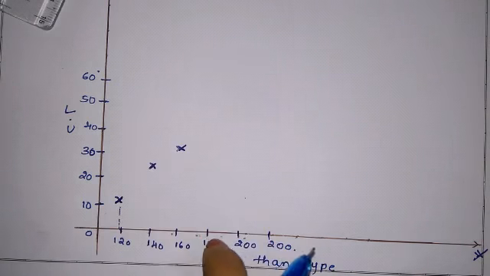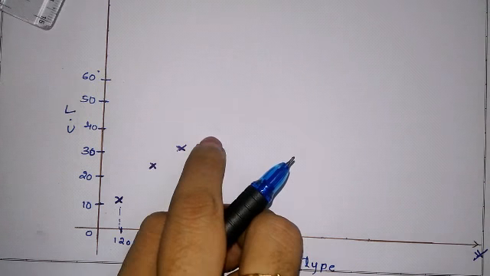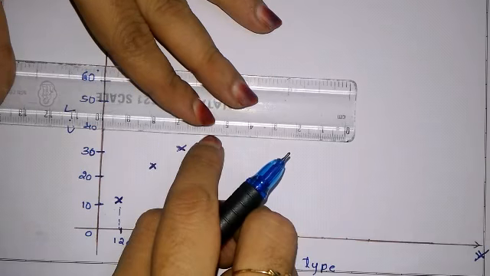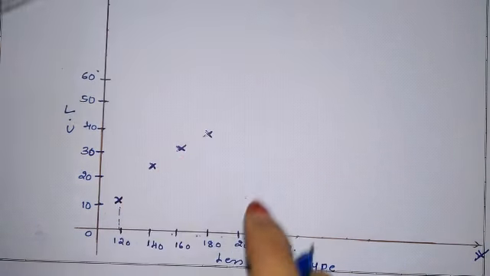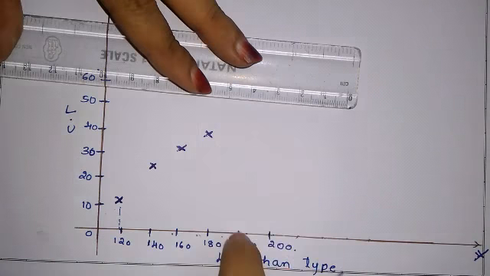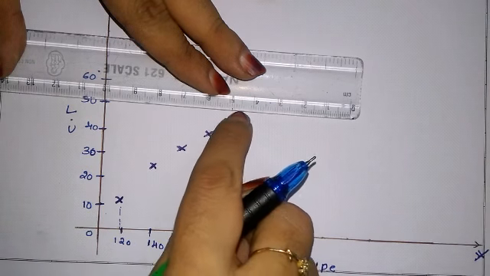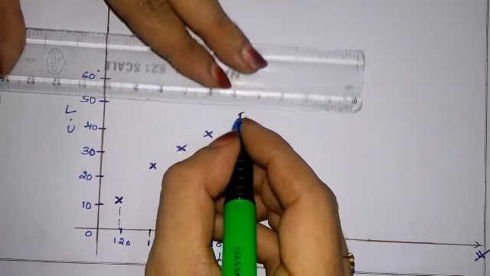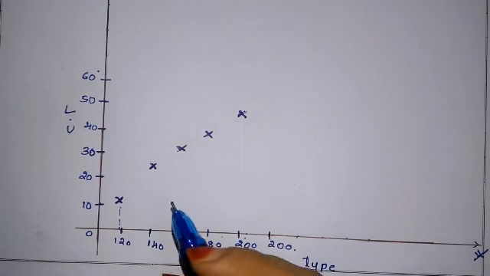Next is 180, 40. Exactly on 40. 40 is here. Okay. Next, 200 is this line and it will go till 50 here. Okay. So, this is the curve, OGIVE.